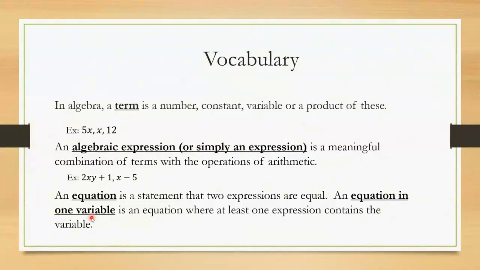But in one variable, excuse me, an equation in one variable. Okay, that's an equation where at least one expression has the variable. You have one expression, then the equal sign, then another one. At least one of those two expressions contains the variable, whatever it is. Usually for us, it's going to be x.